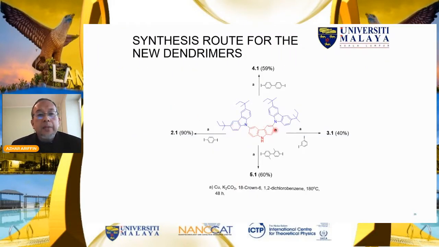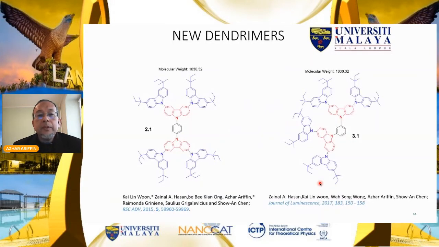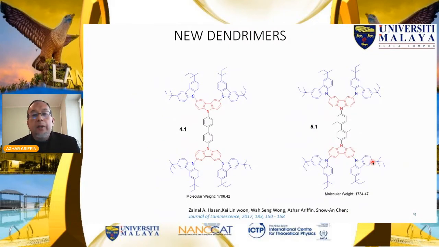After we got the dendrimer, we did the Ullmann coupling reaction with various acceptors or various linkers here. For compound two, we used this 1,4-dibromobenzene. We also have this 1,3-diiodobenzene, and this kind of diiodobiphenyl compound here. So we have successfully synthesized four different compounds using the Ullmann coupling reaction with this dendrimer, and we got compound 2.1 here, compound 3.1, compound 4.1 and compound 5.1.